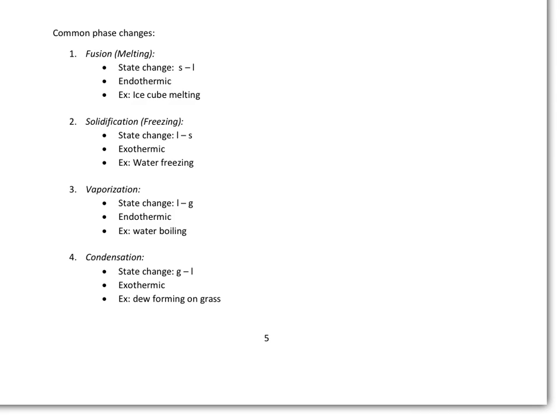The first phase change is known as fusion. Fusion is another word for melting, but it will be referred to as fusion. The change in state for fusion is from a solid to a liquid. In order for a solid to be transferred to a liquid, energy is required, and therefore this is an endothermic process. An example of this would be an ice cube melting.